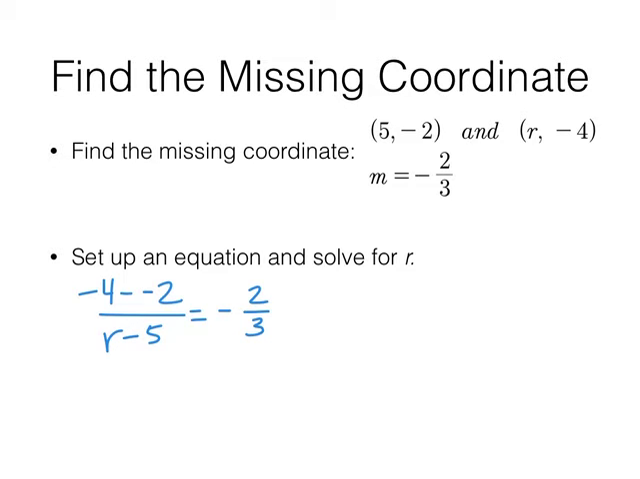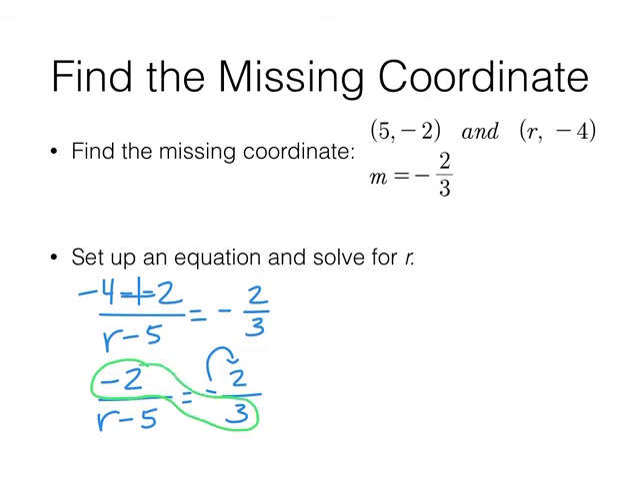Okay, -4 minus -2 is -4 plus 2 is -2. Then we have over r minus 5 equals -2/3. Now here's what we need to do. We're going to take that negative sign and put it up on the 2. And then we're going to treat this like it is a proportion. So we're going to cross multiply, and that's a skill you guys haven't thought about since pre-algebra.